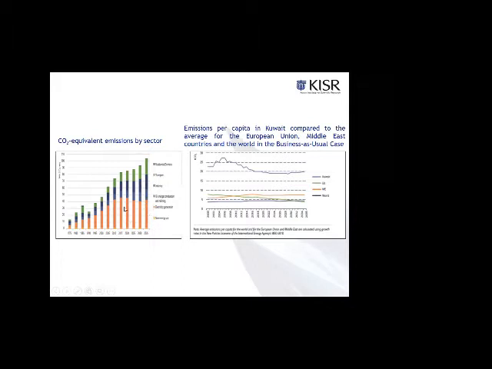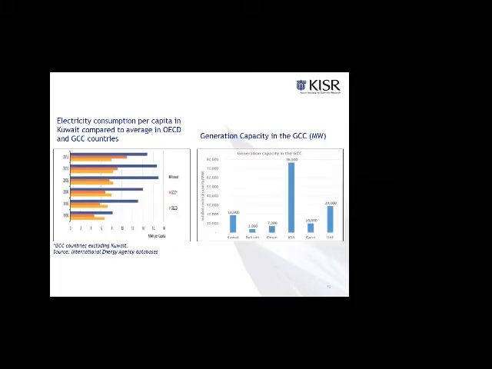Also here, the figure on the left is CO2 equivalent emissions by sector. And the electricity generation is responsible for most of the CO2 emissions in the country, the power plants, the steam and gas turbine power plants. Regarding electricity consumption per capita in Kuwait compared to average OECD countries and the GCC, we can see that our consumption is also much higher than the average of the GCC and the average of the OECD.